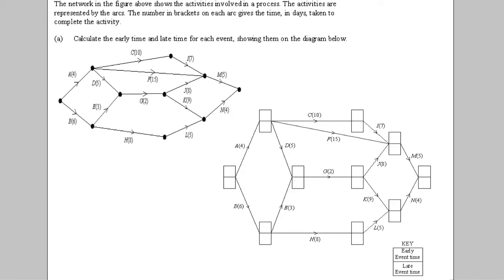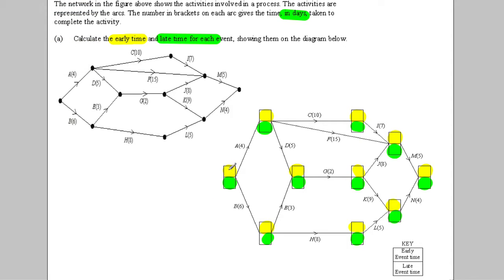So going back here, the network in the figure shows activities in the process. The activities are represented by arcs, and the numbers in brackets are the time in days to complete each activity. So we want to work out the early event time and the late event time. The early ones are going to be the top numbers, and the late ones are going to be the bottom numbers as follows. We're going to do a forward pass for the early event times and a backward pass for the late event times. Going forward, we're looking for the biggest number, and going backwards, we're looking for the smallest. So let's have a go.